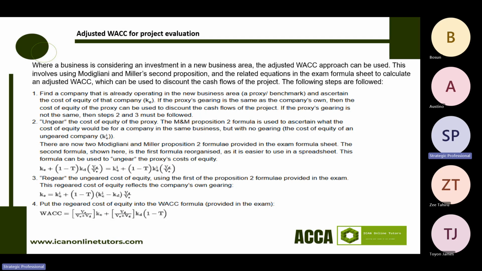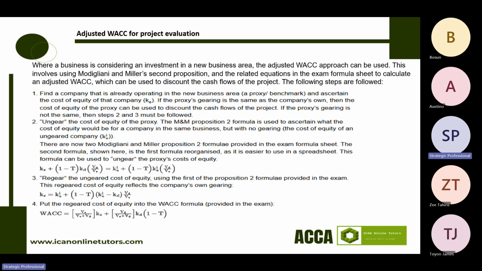And ascertain the cost of equity of that company. So first of all, what do we do? We ascertain the cost of equity of that particular company. If the proxy gearing is the same as the company's own, then the cost of equity of the proxy can be used to discount the cash flows of the project. If the proxy gearing is not the same, then we use step 2. Then step 2 and 3 must be followed.